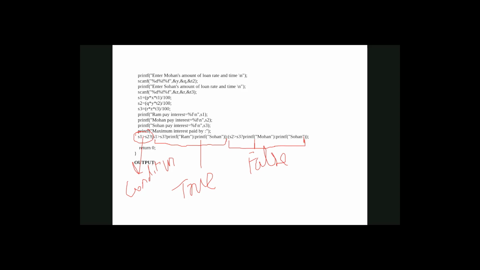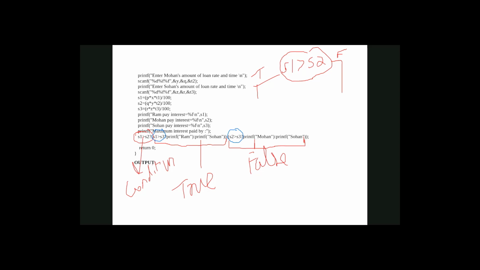So now you can see our condition is S1 greater than S2. So our condition will be either true or false. If this is true, we go to this part, and if this is false, we go to another part. In the true there is one more condition, this one, and in the false also there is one more condition, this one.